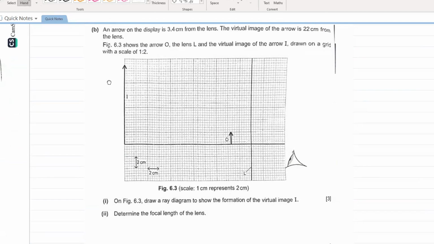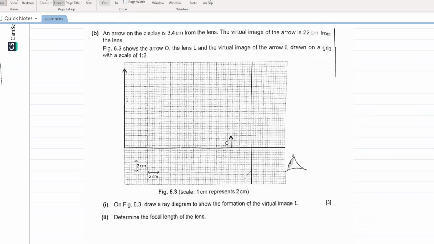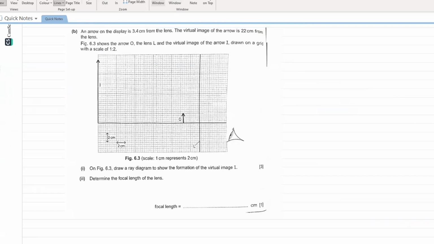An arrow on the display is 3.4 centimeters from the lens. The virtual image of the arrow is 22 centimeters from the lens. These both things are given. Figure 6.3 shows the arrow O and the lens L and the virtual image of the arrow I, drawn on a grid with a scale of 1:2. On figure 6.3, draw a ray diagram to show the formation of the virtual image.